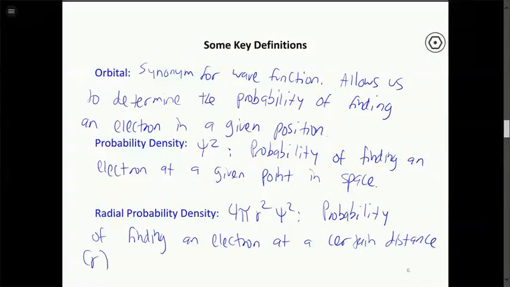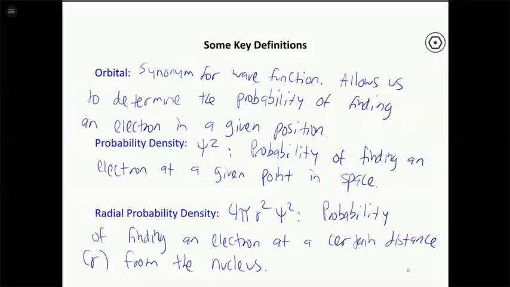And so that r is the radius that we're interested in, and it's just the probability of finding that electron at a certain distance r from the nucleus. All right, and that's often what we're more interested in, the radial probability density, which tells us something about the size of the atom, how far away the electron is, and as we'll see, is also related to the energy.